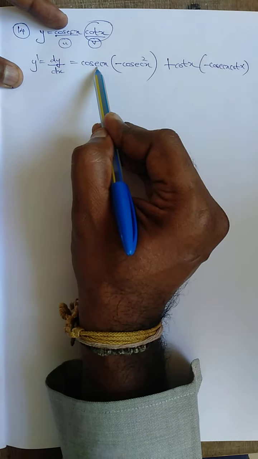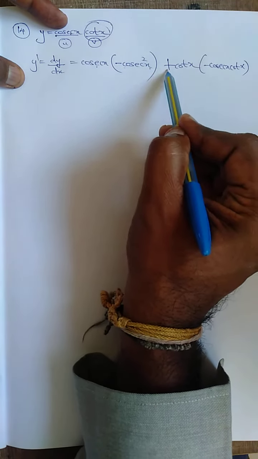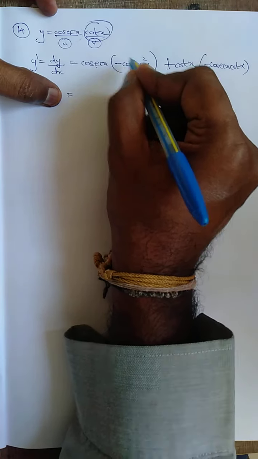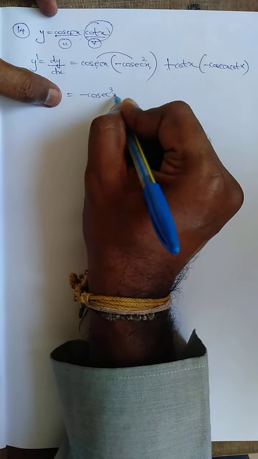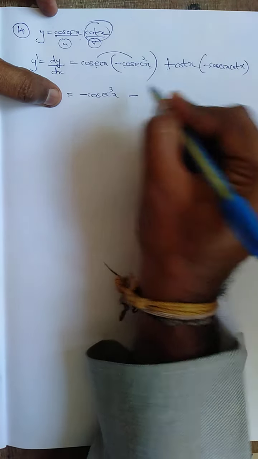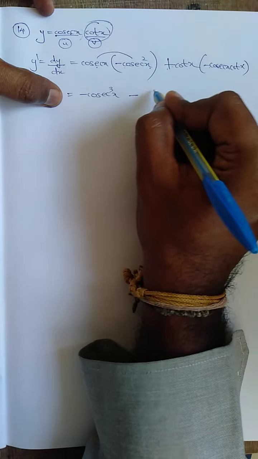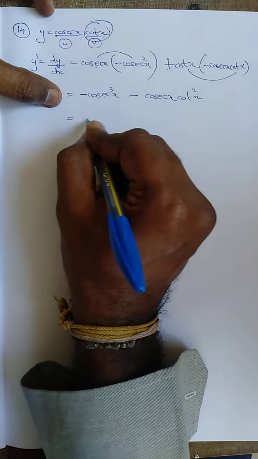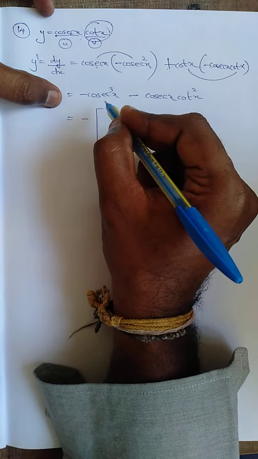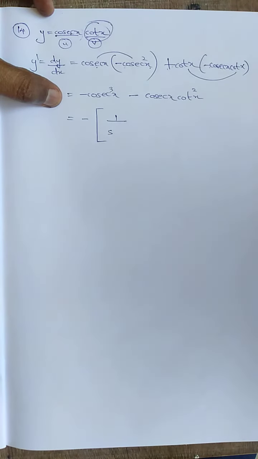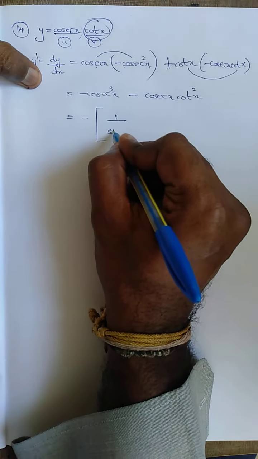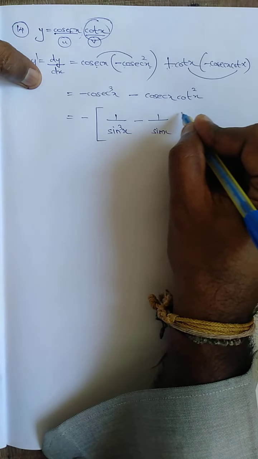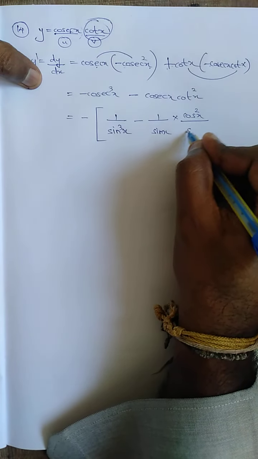Once again saying, right, cosecant x as it is, differentiate of cot x is nothing but minus cosecant square x, plus, right, cot x as it is, differentiate of cosecant x is nothing but minus cosecant x cot x. So it becomes cosecant x into cosecant x becomes minus cosecant cube x. Next, plus into minus, minus. Plus into minus is nothing but minus. This is cosecant x, cosecant x, cot into cot, cot square x. So take minus outside. This cosecant cube x, I can write as 1 by sin cube x, minus cosecant x, I can write as 1 by sin x, cot square x, I can write as cos square x by sin square x.